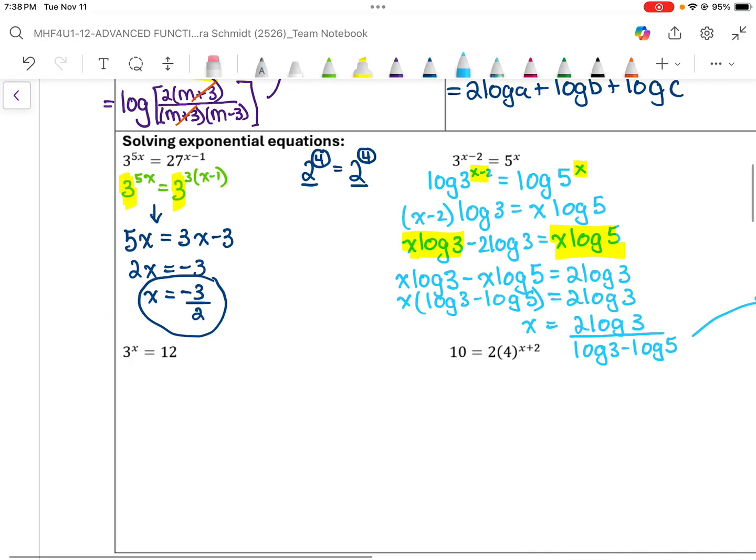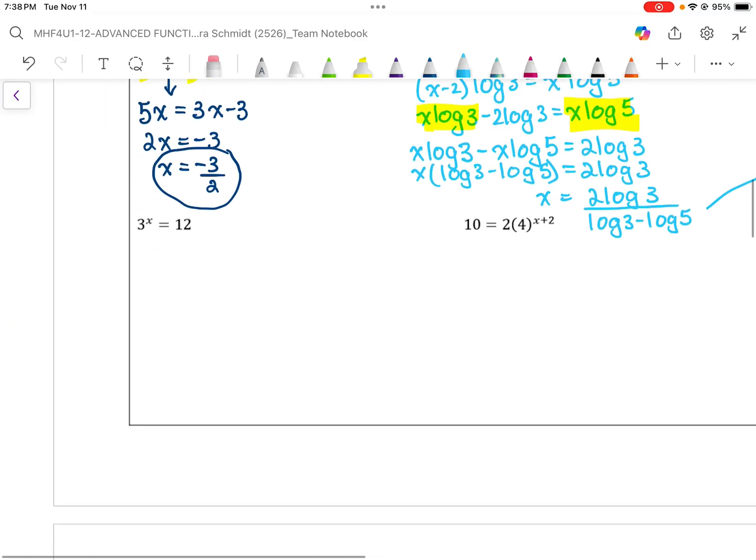But anyways, moving on. Okay, this next question. 3 to the power of x equals 12. Well, I have an x in my exponent. I'm not able to make them have the same base, unfortunately. Like 3 and 12, I can't make that have the same base. So instead, I'm going to rewrite this in log form. You could also take the log of both sides. That would also work. But I'm just going to go right to logarithmic form. So I'm just going to rewrite this as log base 3 of 12 equal to x.